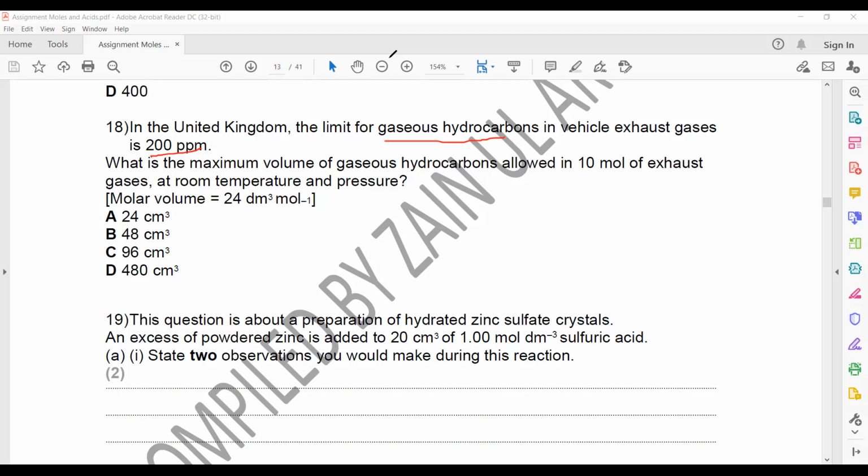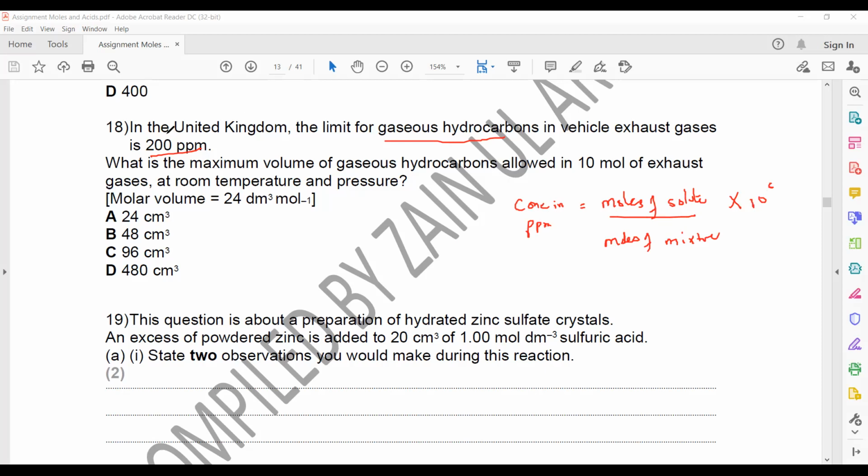So if exhaust gas is 10 moles, what first we have to do? We have to find, because the concentration in ppm can be mass of solute divided by mass of solvent or solution into 1 million, or volume of solute divided by volume of solution into 1 million, or it can be moles as well. So concentration in parts per million is equals to moles of solute divided by moles of the mixture into 1 million.